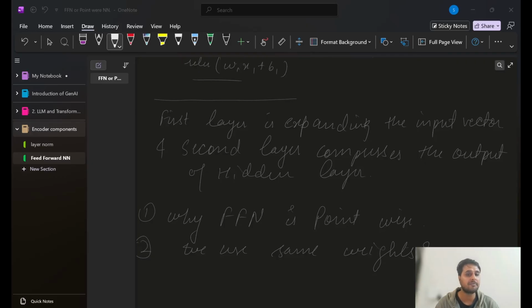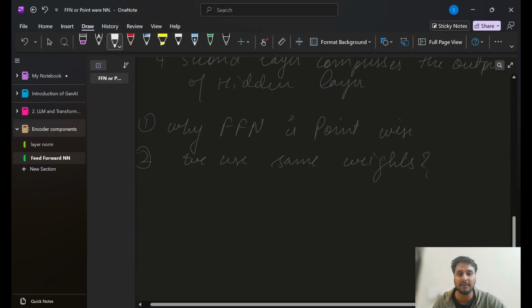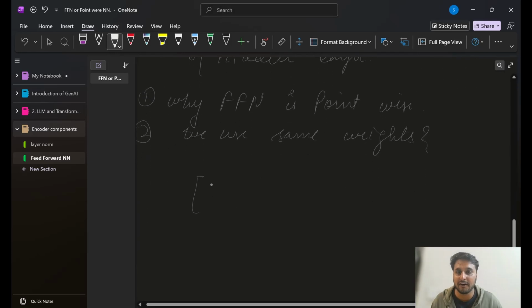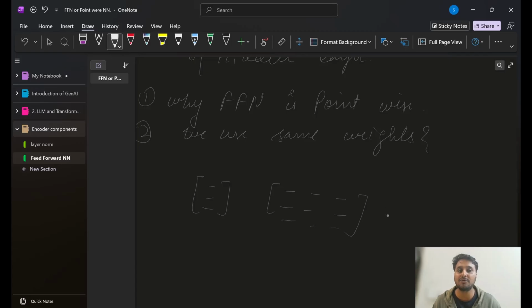Okay, so when we do the matrix multiplication, those operations can be parallelized. Previously in our example, we used one input vector that has three values. But if we use an input matrix of 3 into 3 size, then also we can do the whole operation of the feed forward network. So it is parallel.